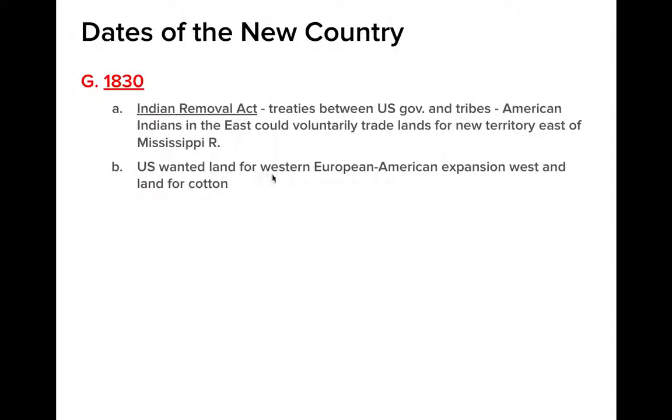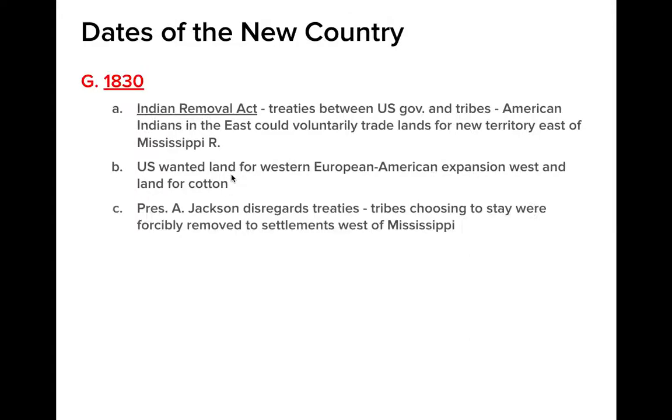The U.S. wanted land for Western European expansion west, and they wanted land in the South for more cotton production. And a lot of that land was being occupied by native people. So President Andrew Jackson disregards the treaty's voluntary policy, that they could choose to leave if they wanted. He said tribes choosing to stay would be forcibly removed to settlements west of the Mississippi River.